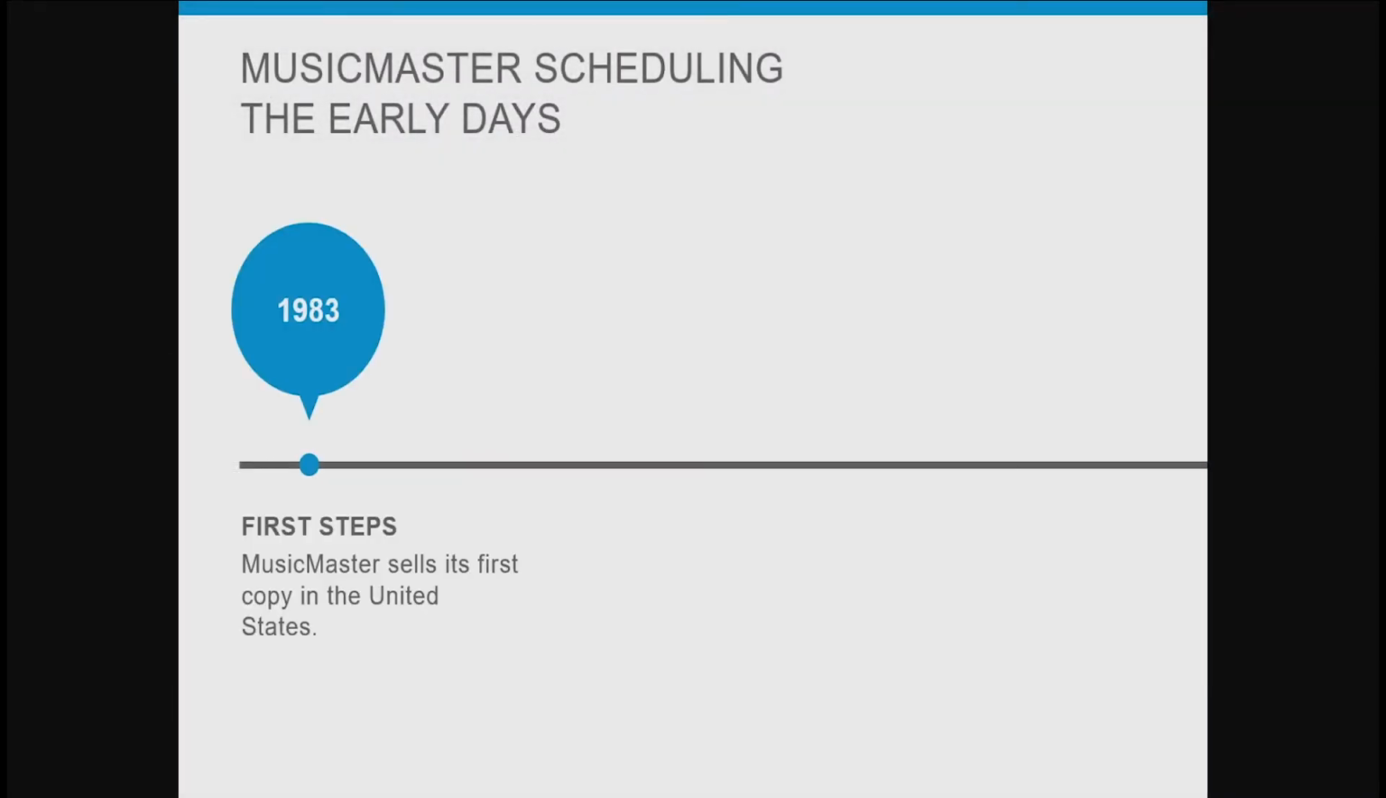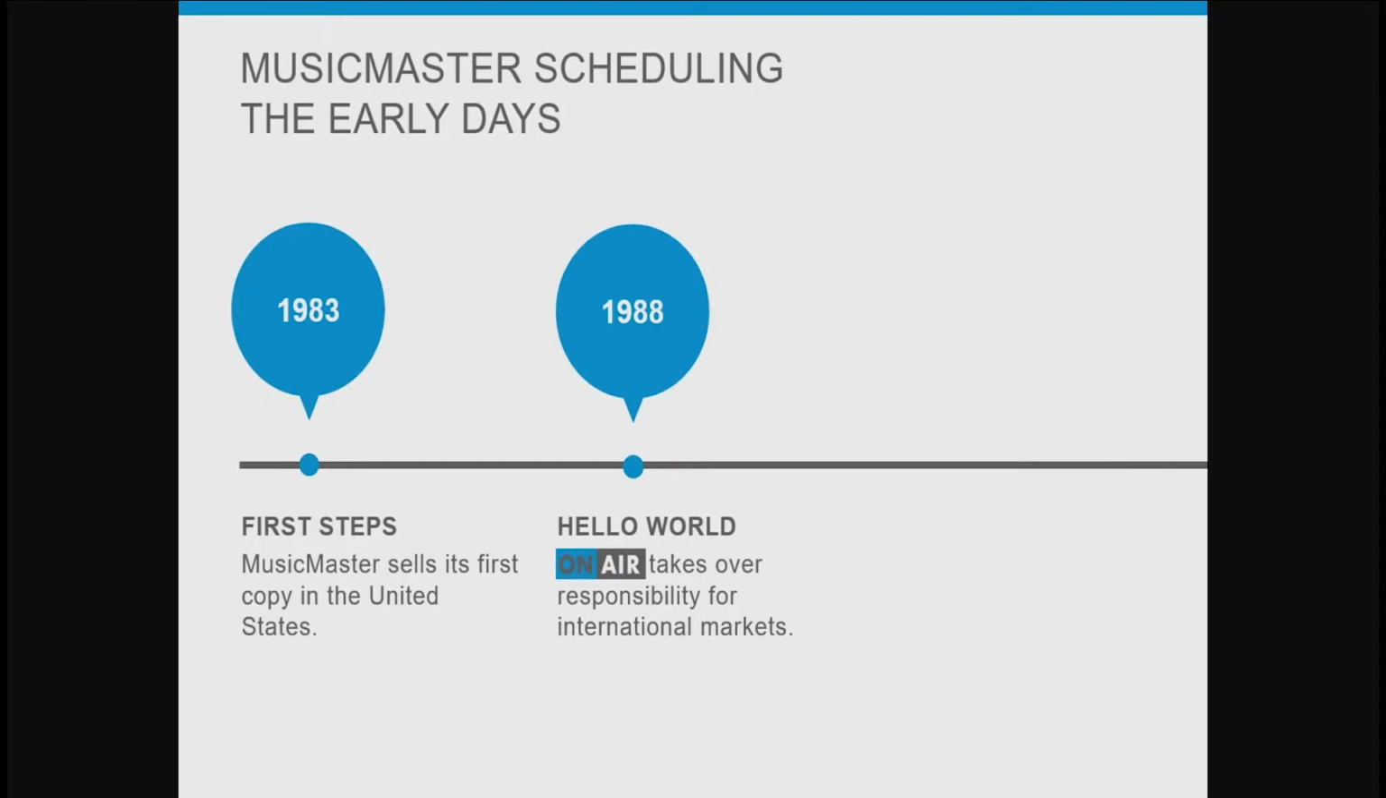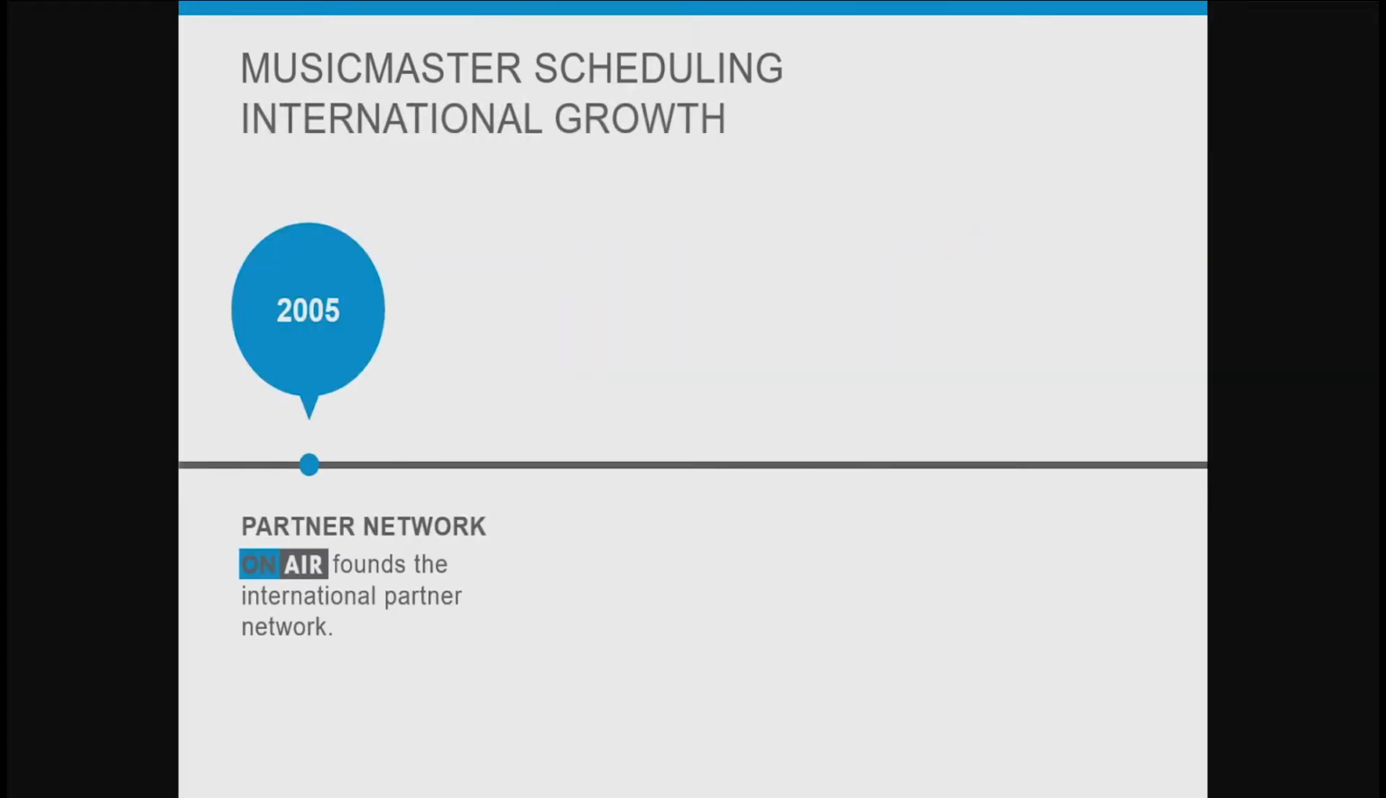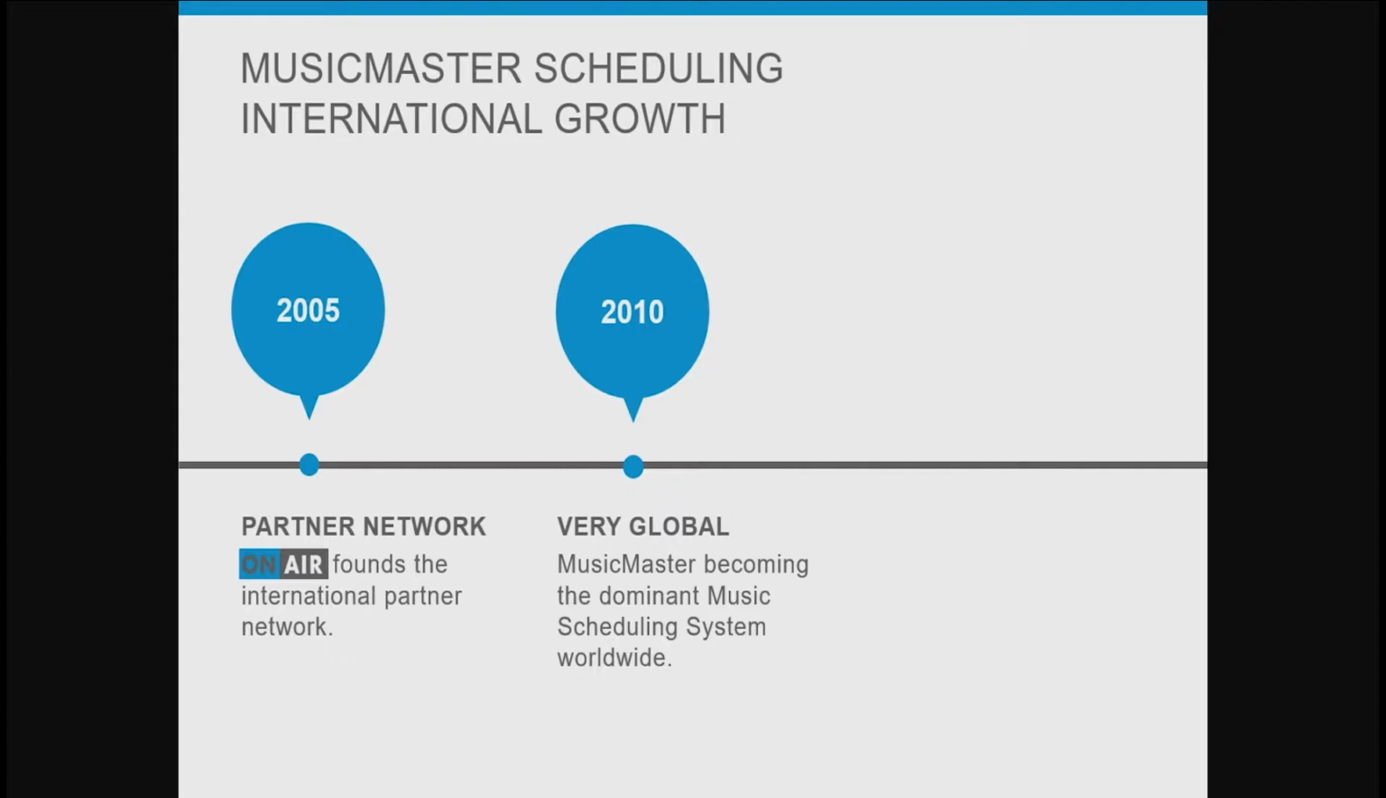So who are we? We started in 1983, so we are 1 year older than UTEL. This is where the first MusicMaster was developed. In 1988, our company in Germany was founded, and the story goes on and on. In 1994, we started with the first Windows version of MusicMaster. We founded a partner network, because it's not possible to rule the world without partners. And we started thinking globally in 2010.